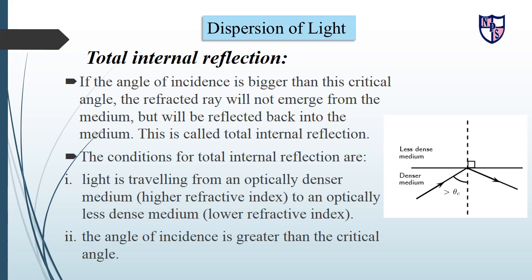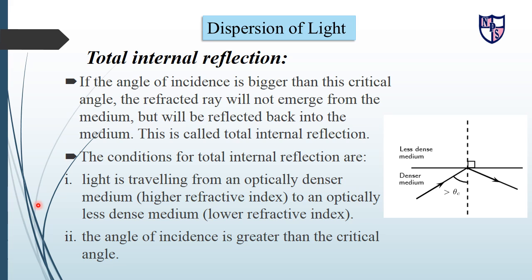The conditions for total internal reflection are: light is traveling from an optically denser medium, meaning the higher refractive index, to an optically less dense medium, meaning the lower refractive index. The angle of incidence is greater than the critical angle.